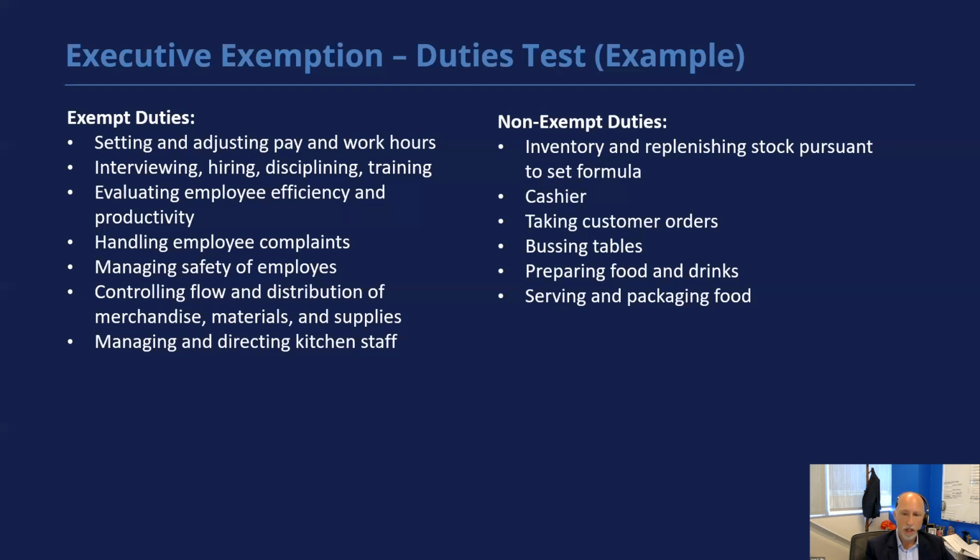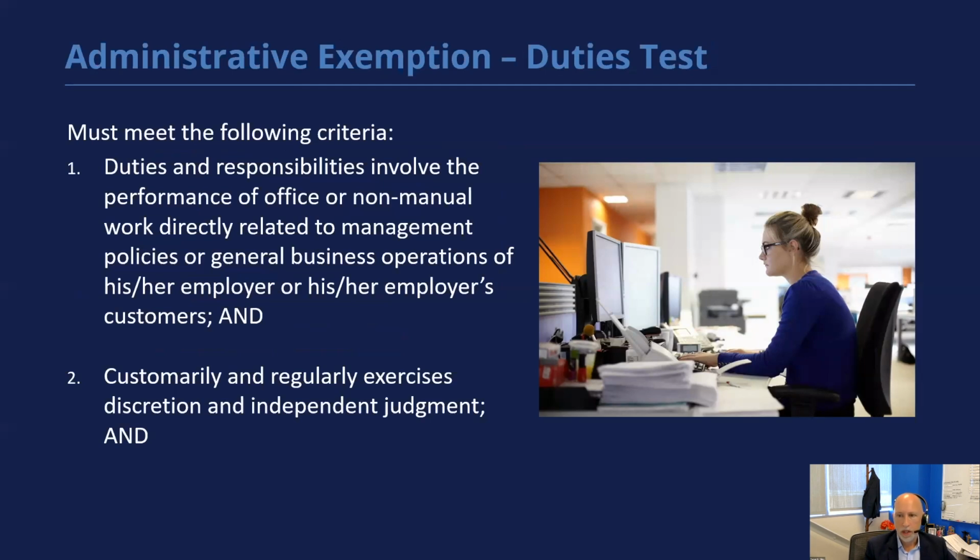So in that same restaurant, the following duties would likely be non-exempt: inventory and replenishing stock pursuant to a set formula, cashier, taking customer orders, bussing tables, preparing food and drinks, serving and packaging food. And obviously, these are samples for that particular industry. They vary for every industry, but this hopefully gives you a sense of how they would break down and things to consider. Let's talk about the administrative exemption.